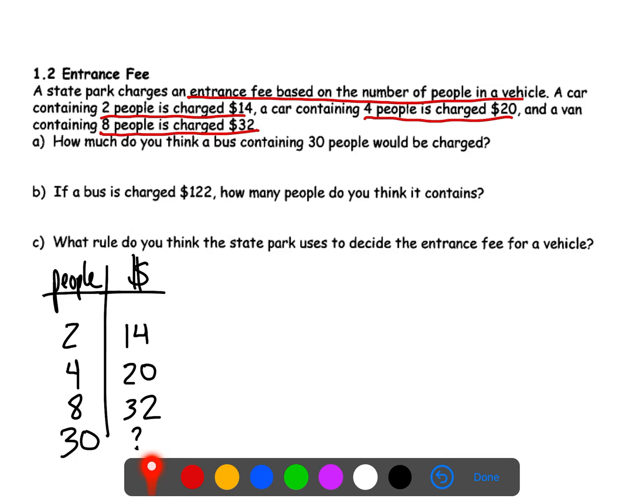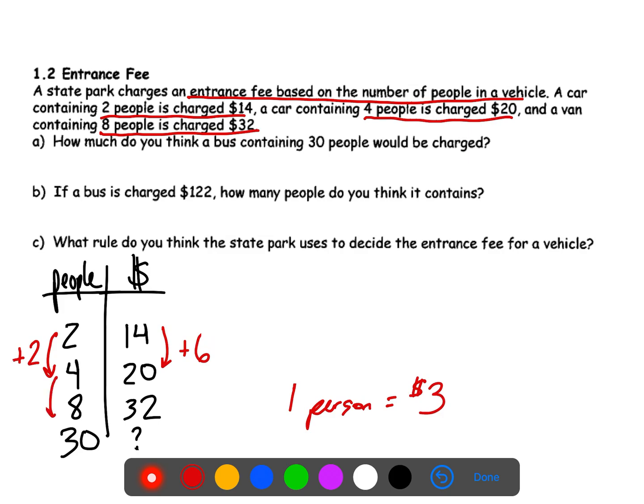So let's look for some patterns. If we go up by 2 people, we increase the price $6. So we went up 2 people and we increased $6. Now what that tells me is that each of these people cost half of what was charged here. So one person would cost $3. That's kind of my hypothesis here. One person equals $3. Let's see if it holds true.